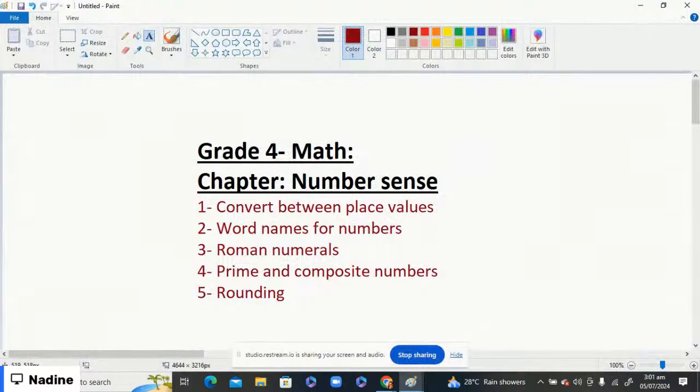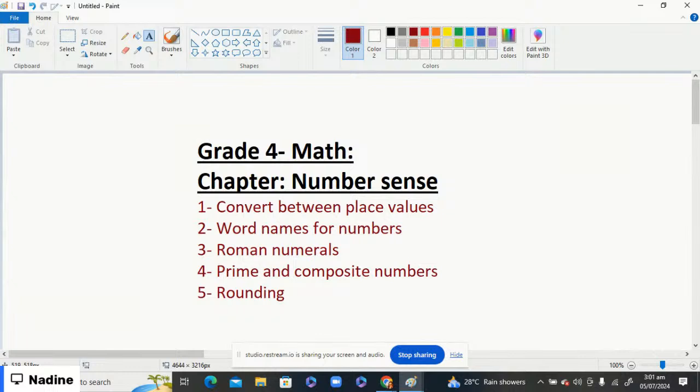Today we are here to discuss grade 4 math. The chapter name today is number sense, the very first chapter for grade 4. And these are all the lessons: convert between place values, word names for numbers, Roman numerals, prime and composite numbers, rounding.